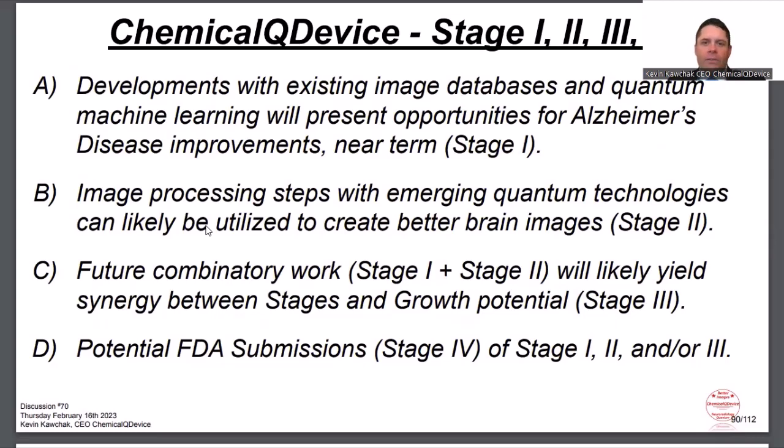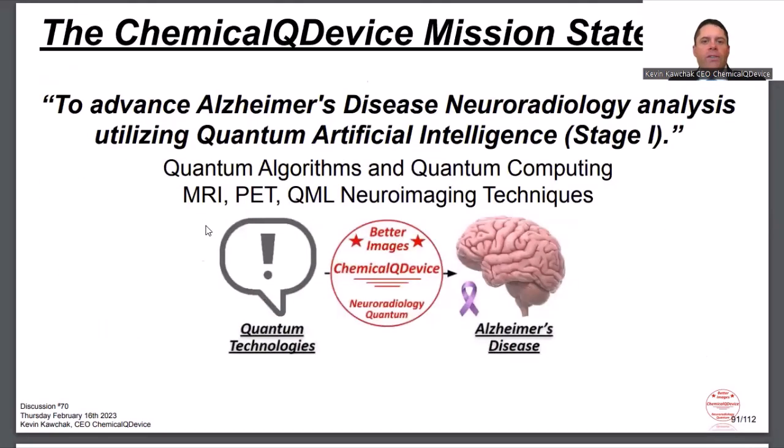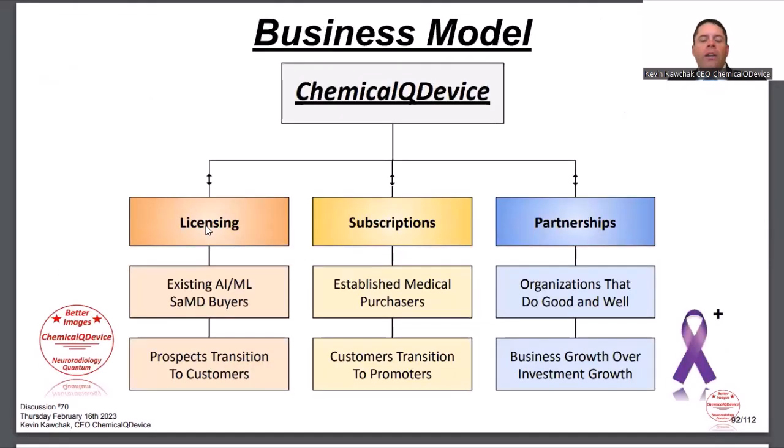And then this is that approach of Alzheimer's disease approach improvements, and this is classification and/or prediction. And then B, for better images. And then C combinatory, D is FDA approval. And it's still TBD with some of these things as far as whether it's going to be pure licensing.